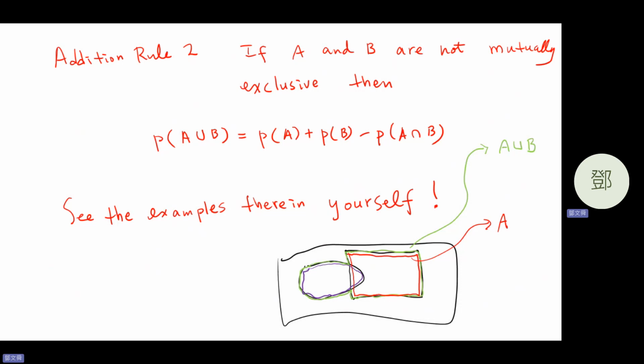So what is the part of the figure that is counted twice? This part, the overlap. A and B, this is where A and B overlap, and this part is included twice. So we have to minus the probability of A intersection B. Understand? So this part is counted twice.